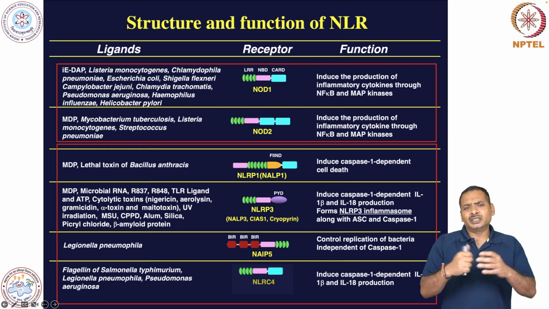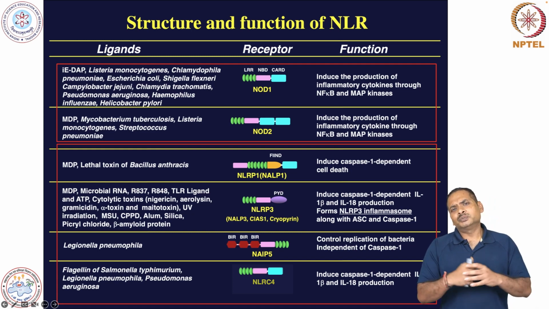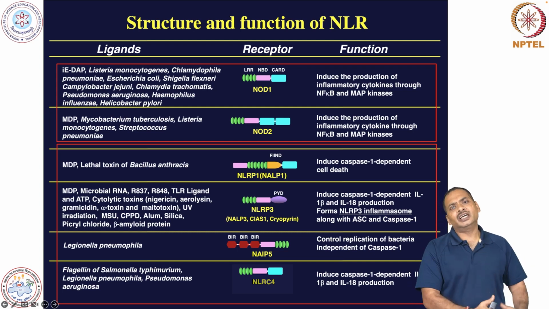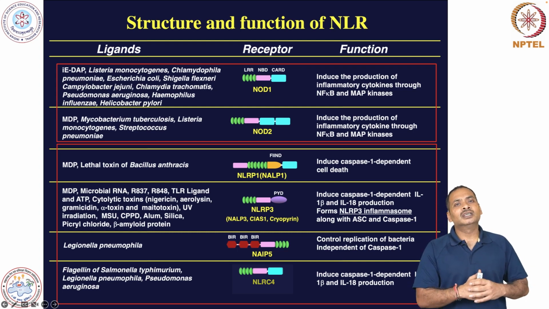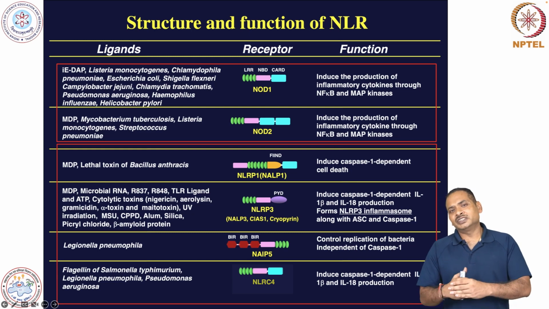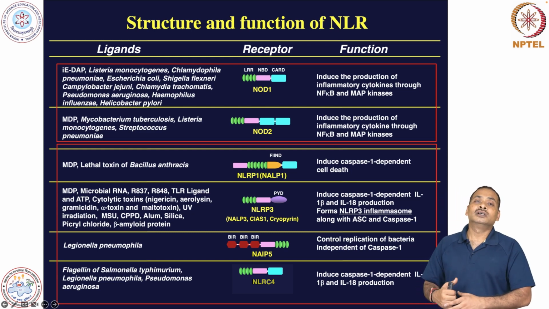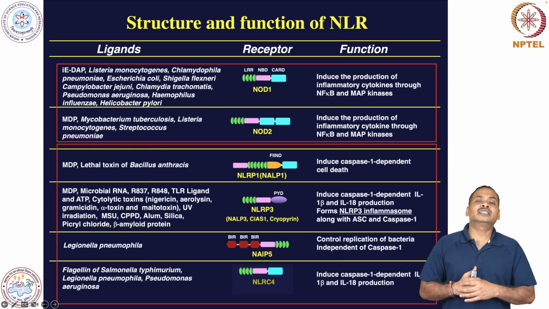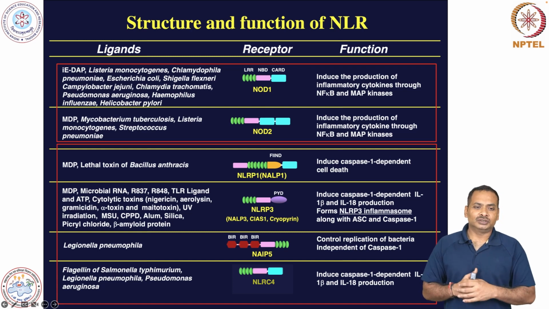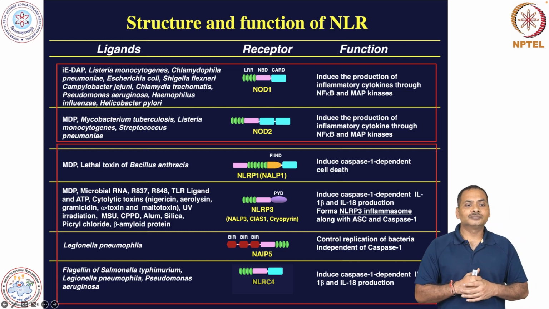So they make a multi-protein complex, and the aim of this complex is to activate the caspase present in inactive form, procaspase. Once procaspase is activated, caspase is generated, and this caspase makes the active IL-1 beta. There are various kinds of inflammasomes. I will show you in subsequent slides.